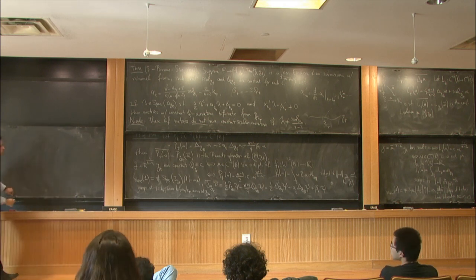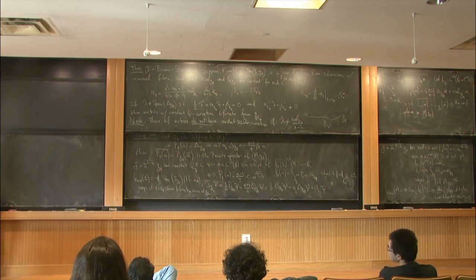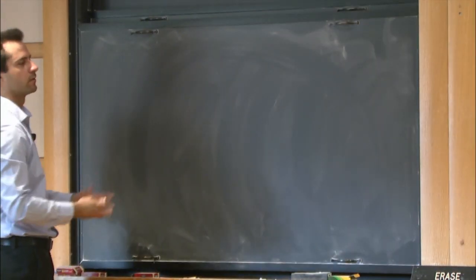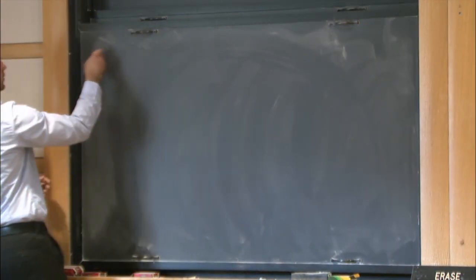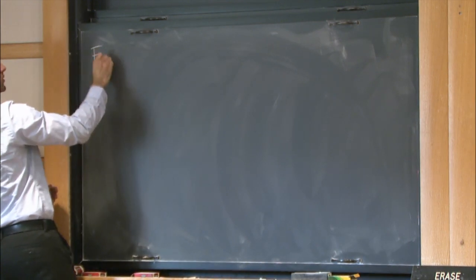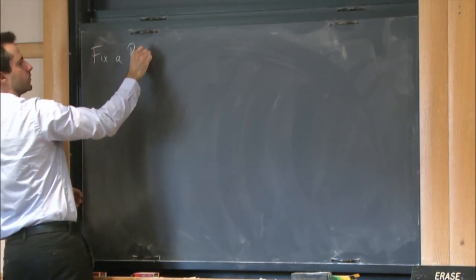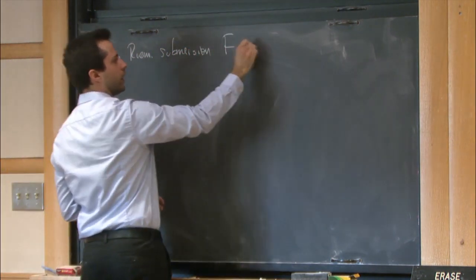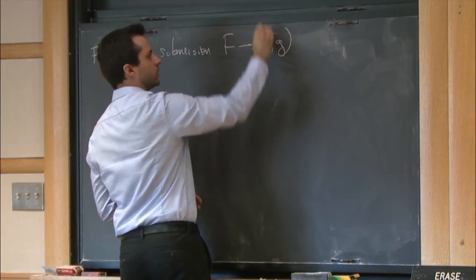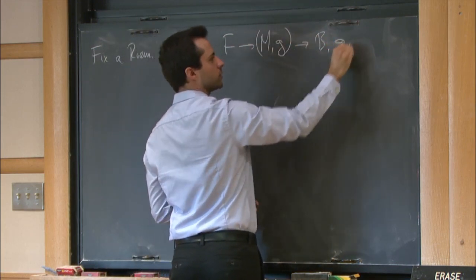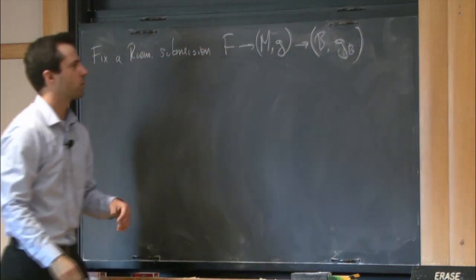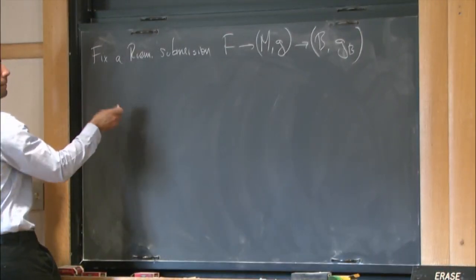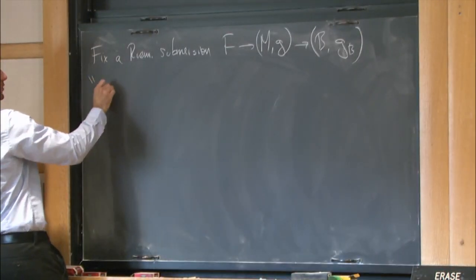So the situation we want to consider is that of an original Riemannian submersion. So fix a Riemannian submersion π: (M, g) → (B, g_B), and then we want to deform the fibers. We want to rescale the fibers. So this is generally called the canonical variation.